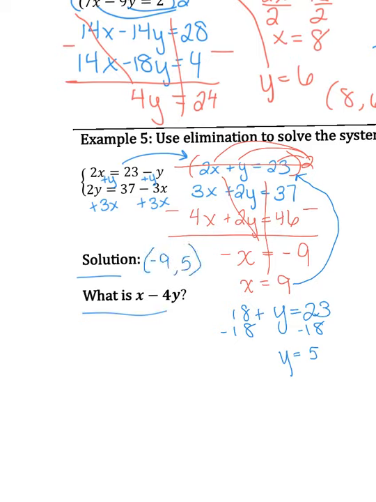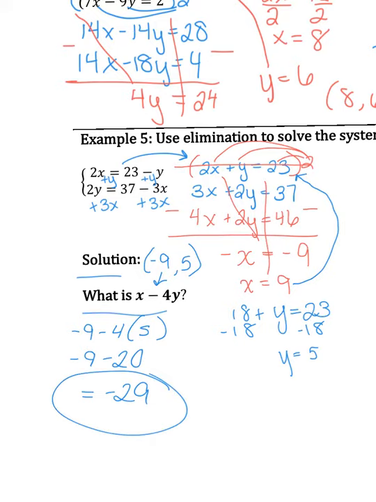So my solution is negative 9 and 5. But now I have to take that one step further, and I got to plug it into that expression. So I've got negative 9 minus 4 times 5, which is just negative 9 minus 20. So my answer is negative 29. Holy cow, was that a doozy of a problem?